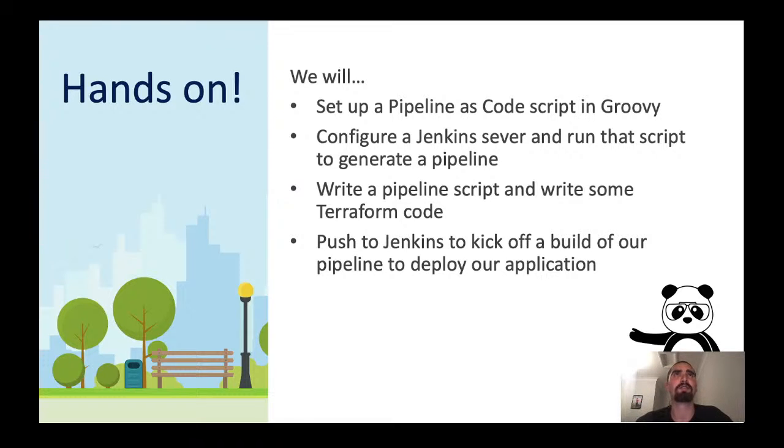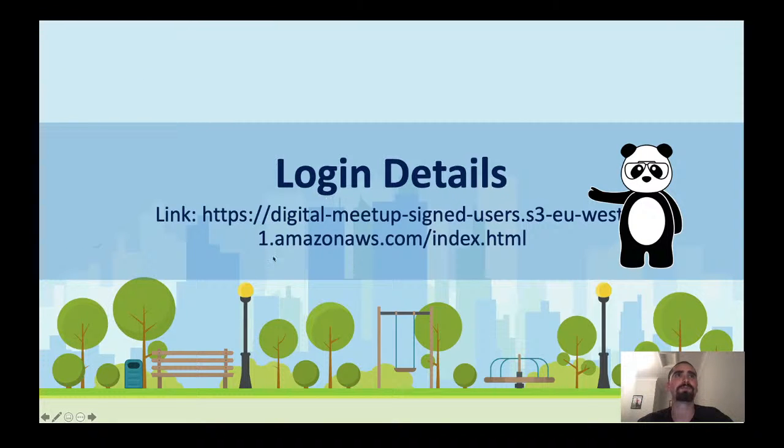So that's it for the intro. Now it's time for hands-on. Tonight we're going to be setting up a pipeline as code script in Groovy. That was the first thing that we mentioned. Then we need to configure our Jenkins instance and run that script, and that's going to generate a pipeline for us. Then we're going to write a pipeline script and then write some Terraform code. Once we push to our repository, Jenkins is going to kick off a build and hopefully deploy our application. So let's get cracking.